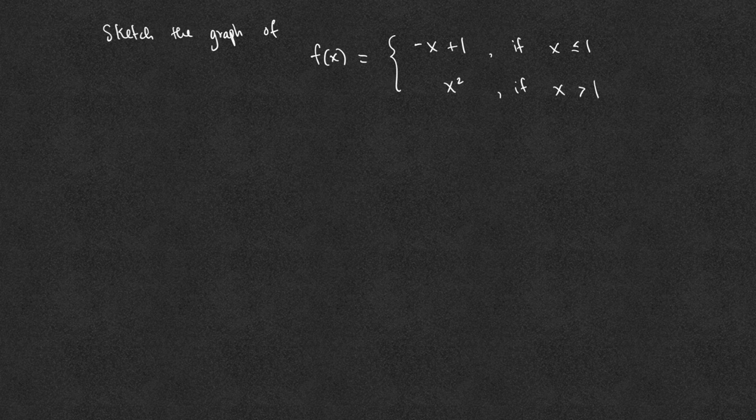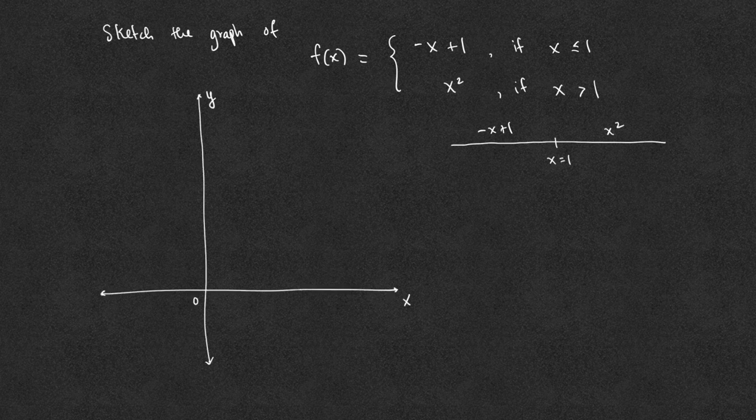The first thing we want to do is to examine the domain and the piece for each formula. There are two pieces, and these two pieces are separated by the number x equals 1. For any value that is less than or equal to 1, which is on the left hand side of 1 up to 1, we're going to sketch negative x plus 1. For any x value that is strictly greater than 1, we're going to sketch the graph of x squared.